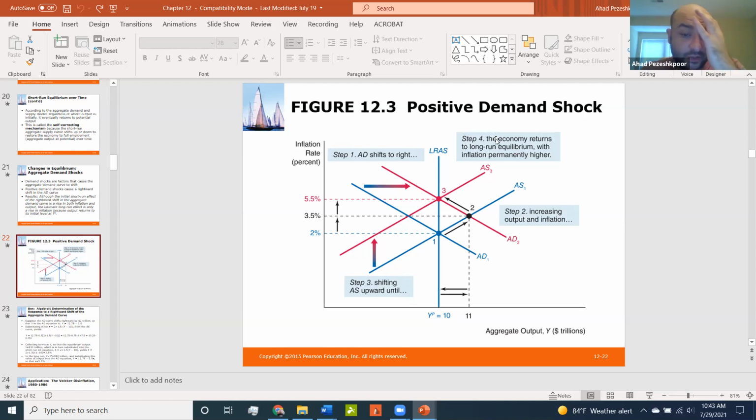Therefore, the economy returns to long-run equilibrium. So all that you achieved by pushing the demand side to the right will be lost because the supply side will go back. And in the end, you will return to where you started with only one difference, a higher inflation rate.